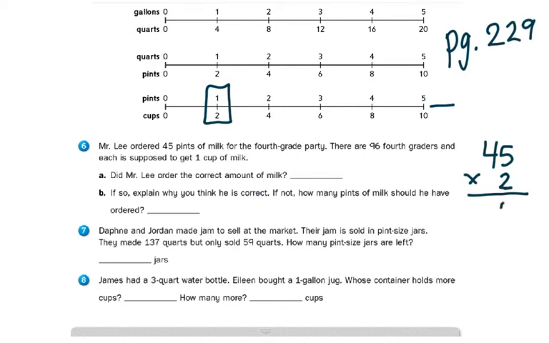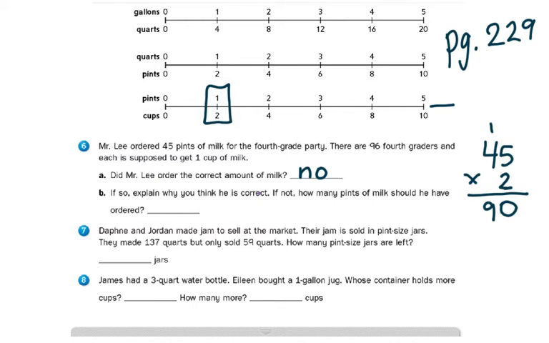So 5 times 2 is 10, carry 1. 2 times 4 is 8, plus 1 is 9. So did he order the correct amount of milk? No. If so, explain why you think he is correct. If not, how many pints of milk should he have ordered?